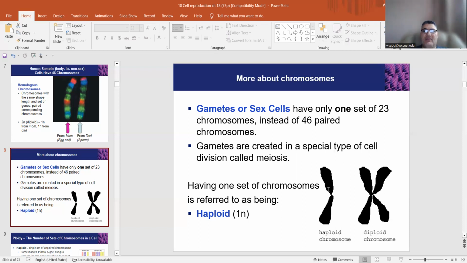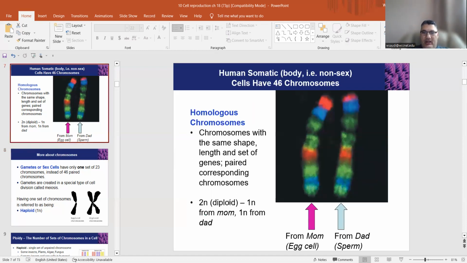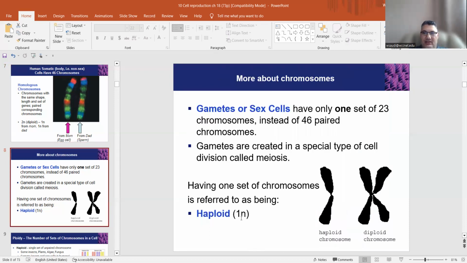This is 23 singles, or haplo. Look at this word here, haploid. Haploid, we call it 1N, like one set of chromosomes, 23. The other one, we call it diploid, 2 sets. So we call it 2N, like here. The diploid is 2N. What is 2N? 2 sets, which is like 23 pairs. Here it's one set, 23 singles. And we call that haploid.